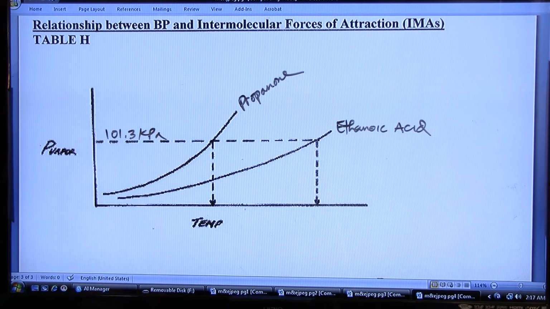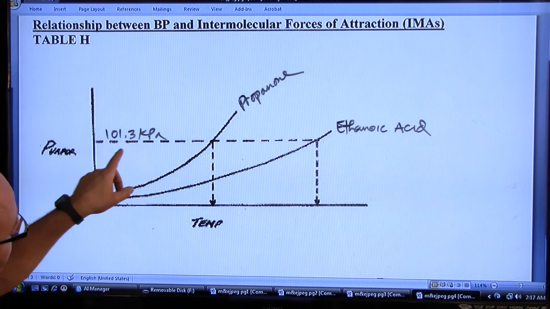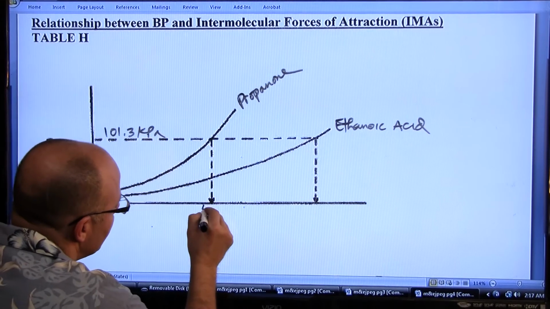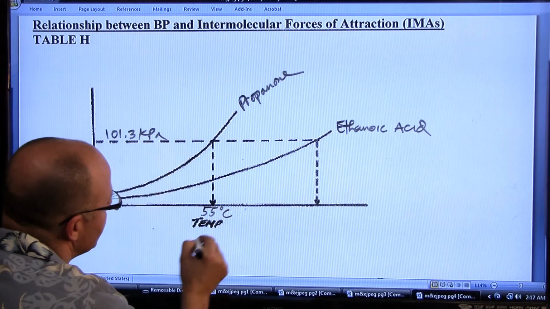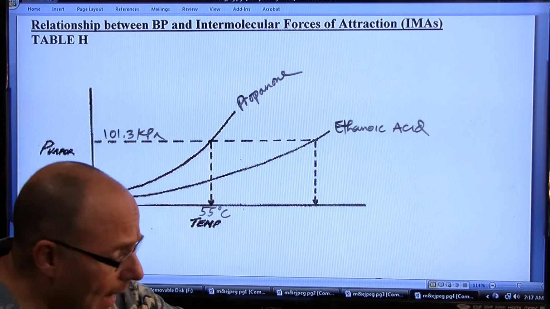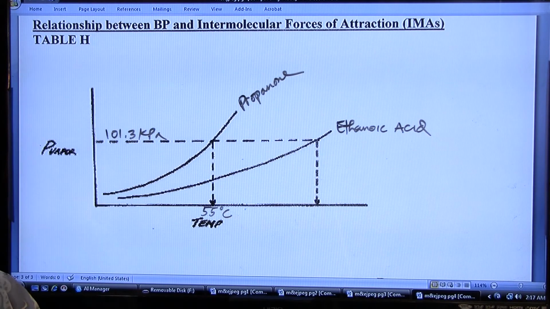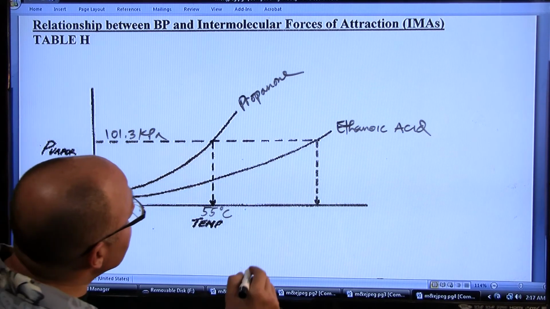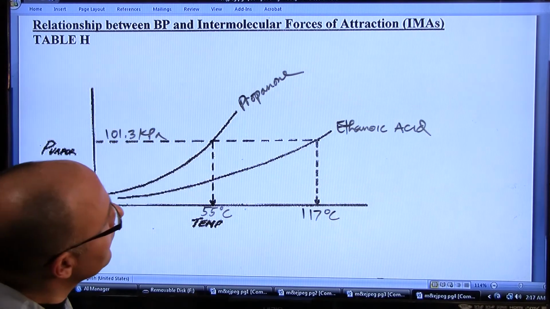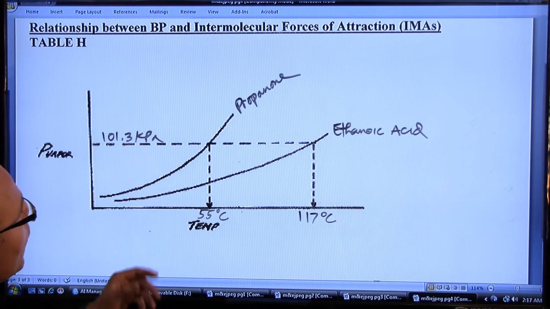Let's practice getting the normal boiling points of each of these liquids. Again, trace it, intersect the curve, drop a line down. You should get about 55 degrees Celsius for the normal boiling point of propanone. For the ethanoic acid, you should get a temperature of about 117 degrees Celsius. So different liquid, different boiling points. The question is why, though?